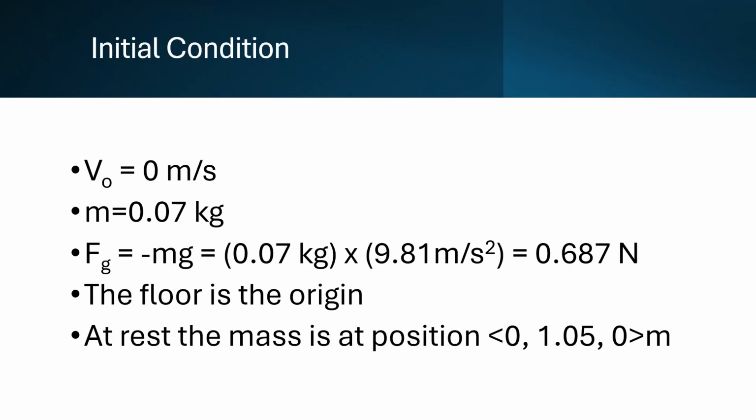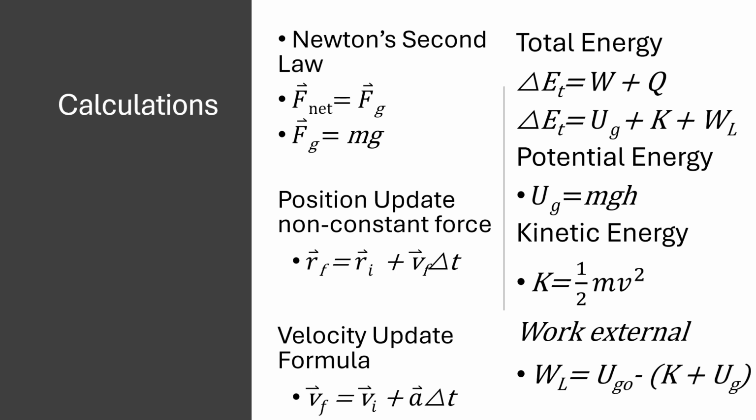The initial conditions are that the initial velocity is 0, the mass is 0.07 kilograms, and the force of gravity is 0.687 newtons. The floor is the origin, and at rest the mass is at position 1.05 meters. So I use Newton's second law, F net equals the force of gravity, and the force of gravity is equal to mg. I use position update and velocity update, and for total energy I use the potential energy of gravity and the translational kinetic energy.